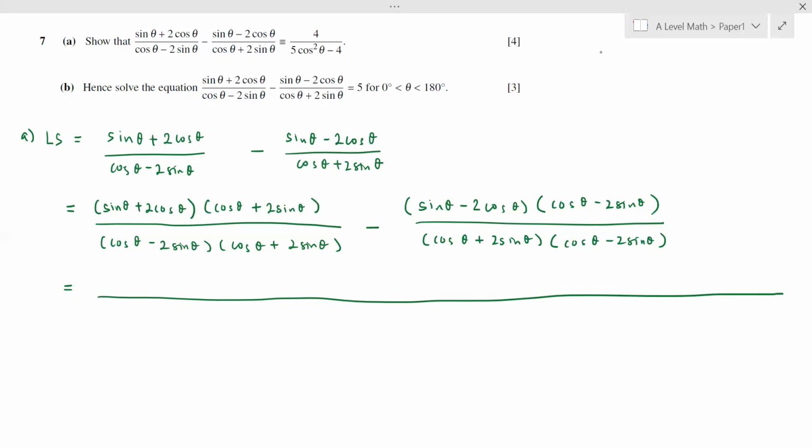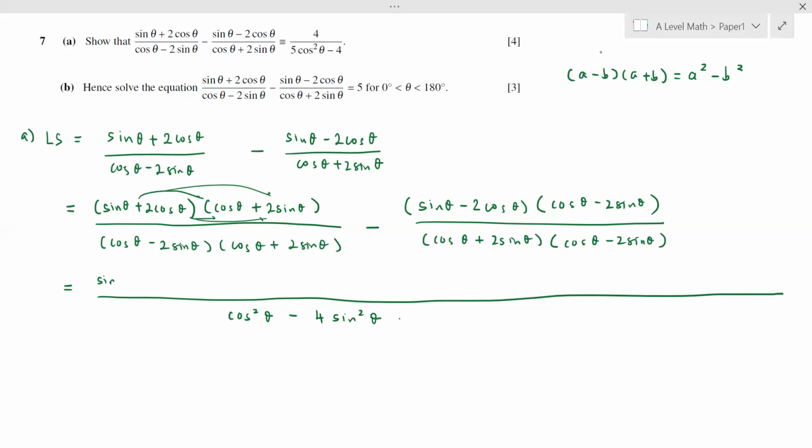That is just a difference of squares. You have a minus b, a plus b, which gives you a squared minus b squared. So when we expand the denominator, we have cos squared theta minus 4 sine squared theta. You do not have to expand term by term. That is too troublesome. The numerator is a different case. So we expand this term by term and do the same for the second term.